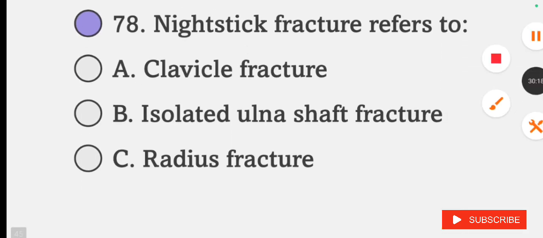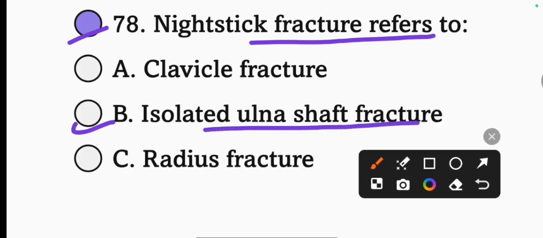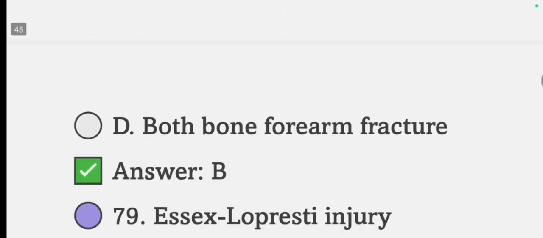Now come to 78 questions. Nightstick fractures refer to. So nightstick fracture is actually seen in isolated ulna shaft fractures. So the B option given is the correct option. What is the mechanism? In a nightstick fracture, the person raises a hand to protect from a stick, like a direct blow. So the cause is an isolated fracture of the ulna, only the ulna. So the B option given is the correct option.